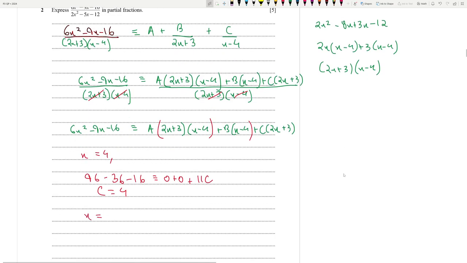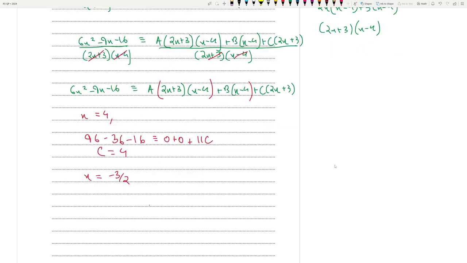Next, when x is equal to, I'm just trying to make this 0, so minus 3 by 2. Okay, so this is minus 3 by 2 whole square into 6, which is 13.5. Then minus 9 into minus 3 by 2, which is plus 13.5 minus 16 is equal to 0, plus this turns into b into minus 5.5 plus 0. Okay, so 13.5 into 2 minus 16, which is 11. 11 is equal to minus 5.5b, so b is basically minus 2.